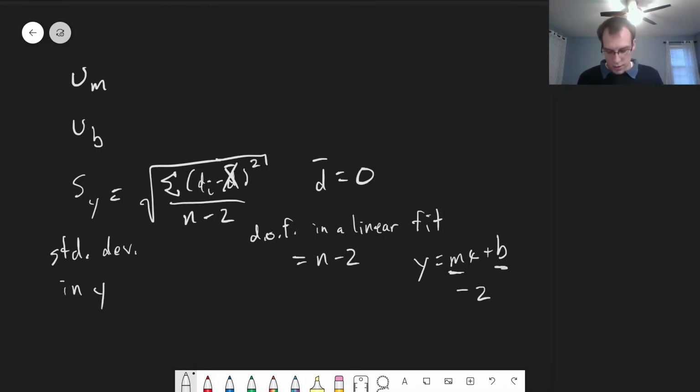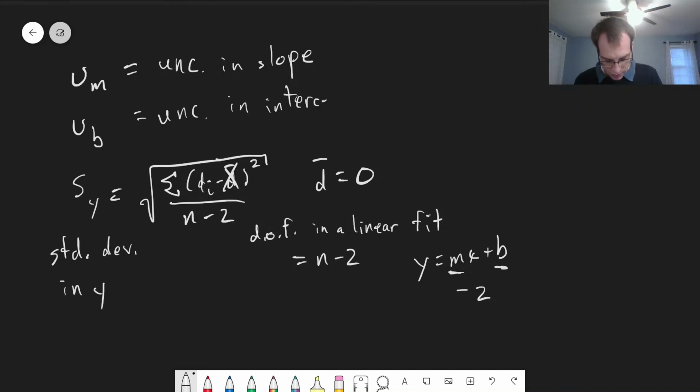uM and uB, these are the uncertainties in the slope and intercept. And we won't go through the formulas for these. The reason these are written as u is because these are standard deviations of the mean. If we continue to get more and more data, these should ideally get smaller. Let me just write that down explicitly. Standard deviations of the mean.